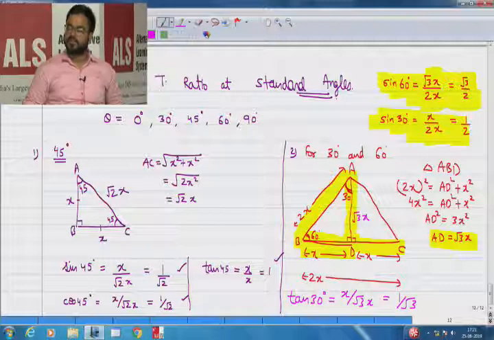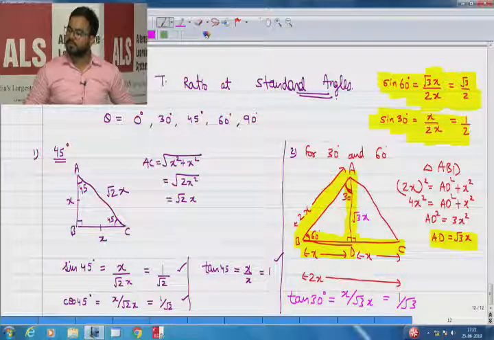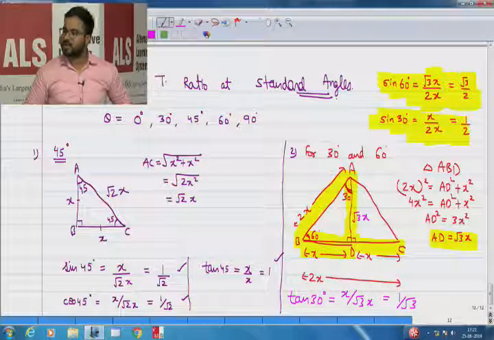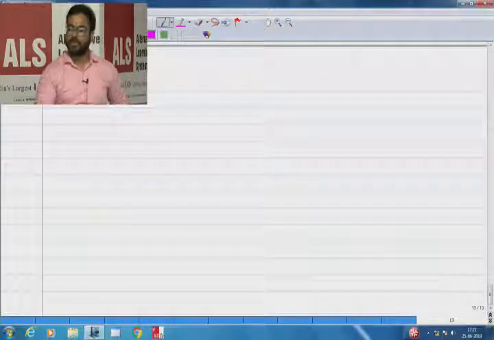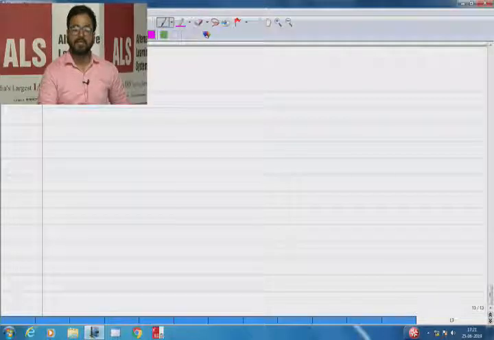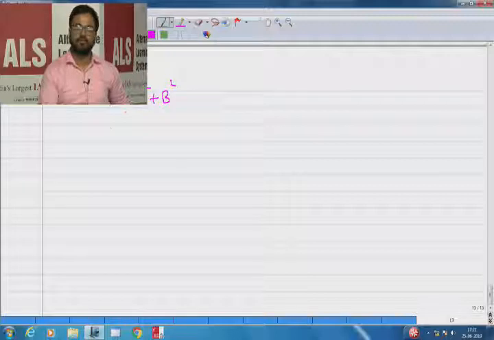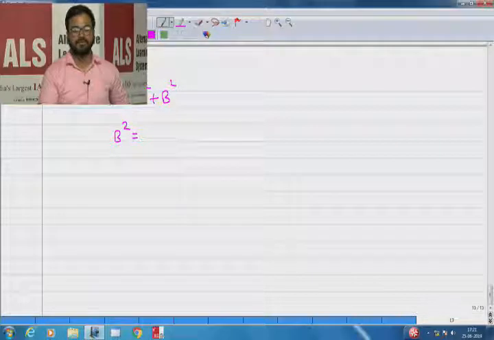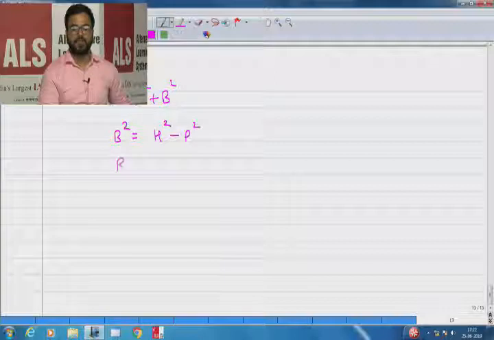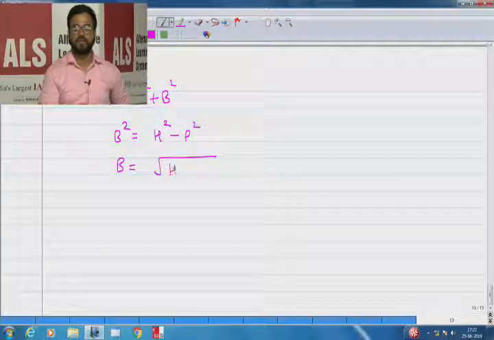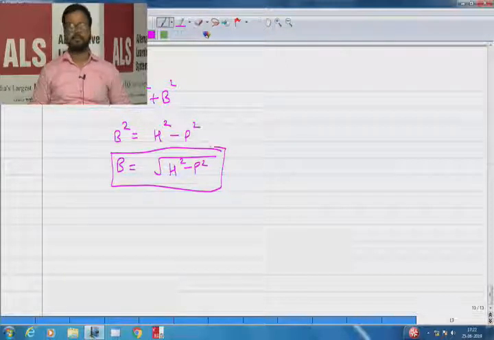Shillong Center, the doubt you are asking, in Pythagoras theorem, is base equal to p square plus h square? No. In Pythagoras theorem, h square is equal to p square plus b square. So if you have to find the base, first you will write b square is equal to, this p square will go on the left hand side, so this will be h square minus p square, and b will be equal to square root of h square minus p square. This is the value of b. Is this clear, Shillong Center?